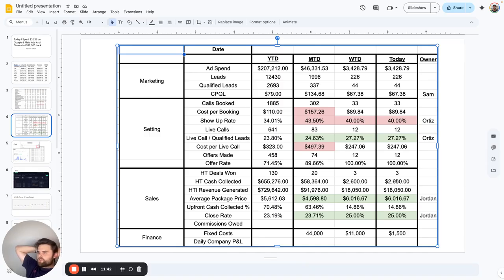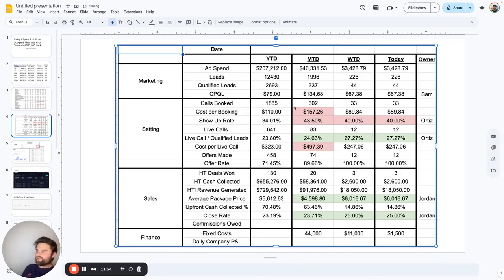So I don't manage these people and say, do this, do that. I just say, I don't care what you do, this is what needs to happen. The show up rate needs to be above 60%. The close rate needs to be above 20%. I don't care what you do, just deliver me the outcome. And that's where you get a lot of freedom back. Where's the constraint? Who's trying to solve the constraint?